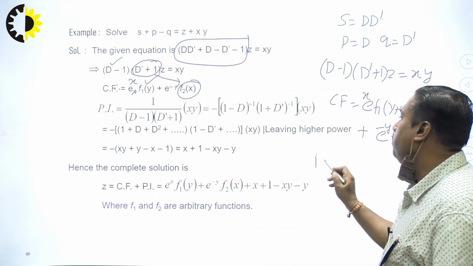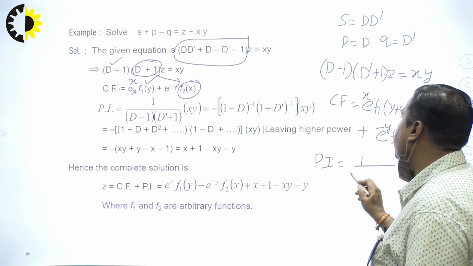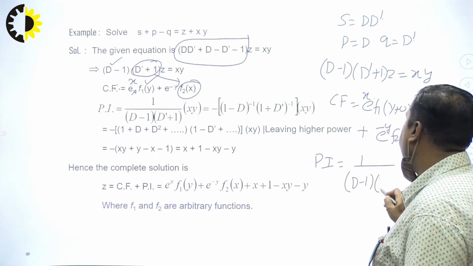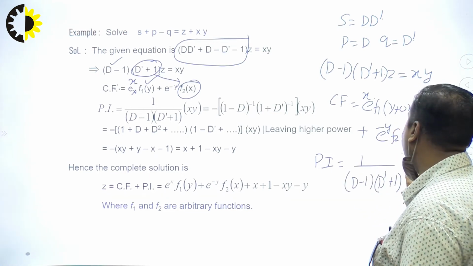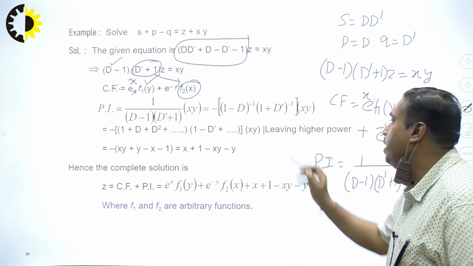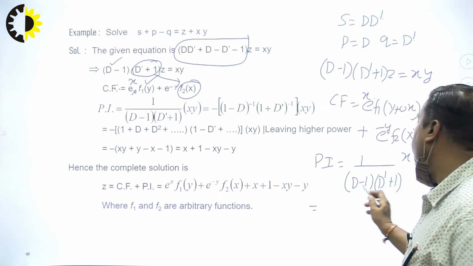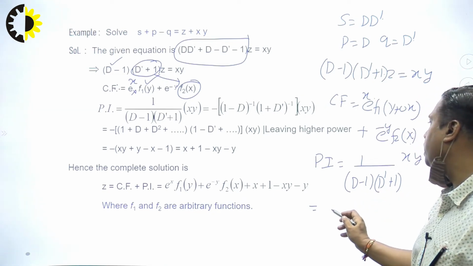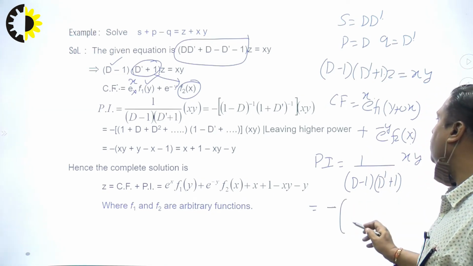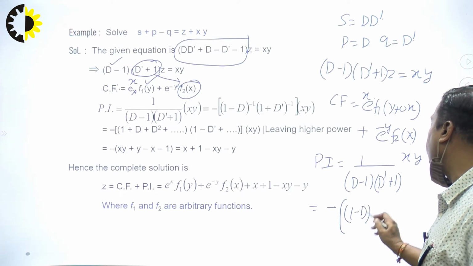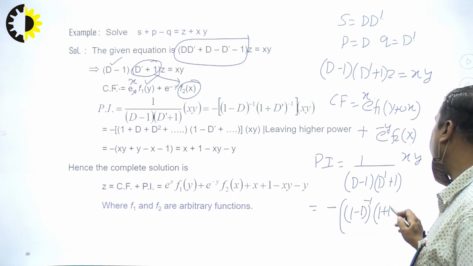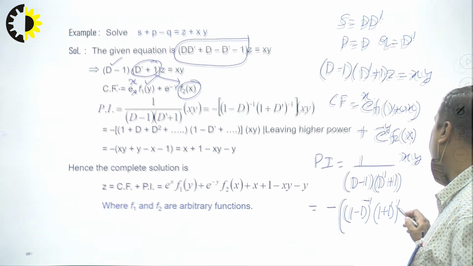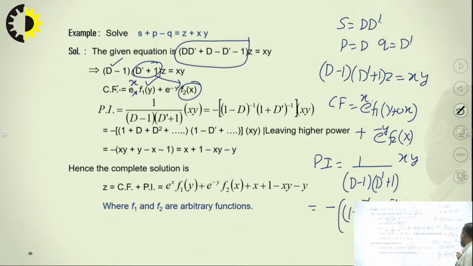Now PI is equal to 1 upon (D - 1)(D' + 1) into xy. So we have to write it in the form: from here take -1 common, from here take 1 common. Minus 1 comes common, and after taking -1 common, we take it up, (1 - D)^(-1), for the binomial expression, (-1)(D' - 1)... into xy.